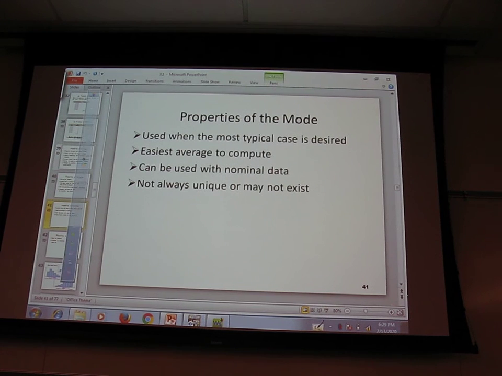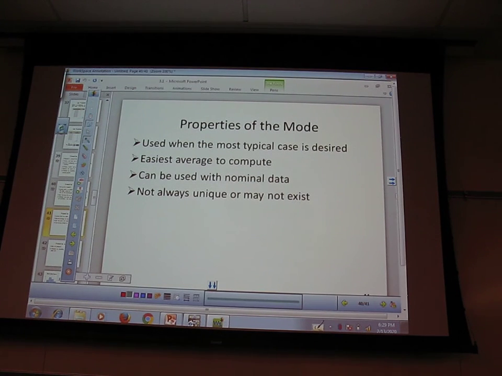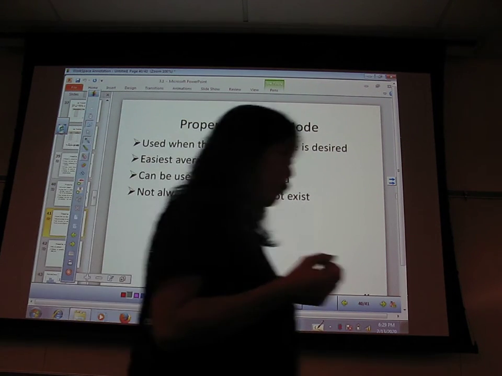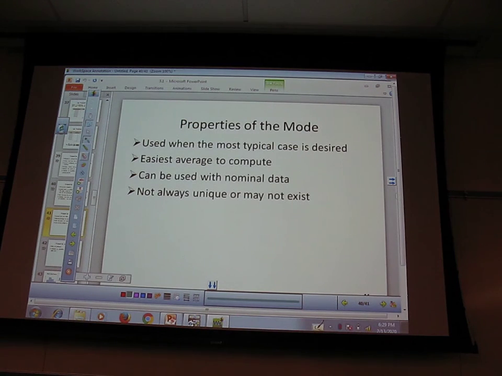Properties of the mode. Alyssa Q, go ahead. Usually when the typical case is desired, it can be used with nominal data, but it's not always unique or may not exist. Right, so the mode is great because when we're talking about categorical data, like shirt color or name, you can't find the average of Robert, John, Steve, and Cindy, the names, right? But you can find the mode, the name that occurs most often.